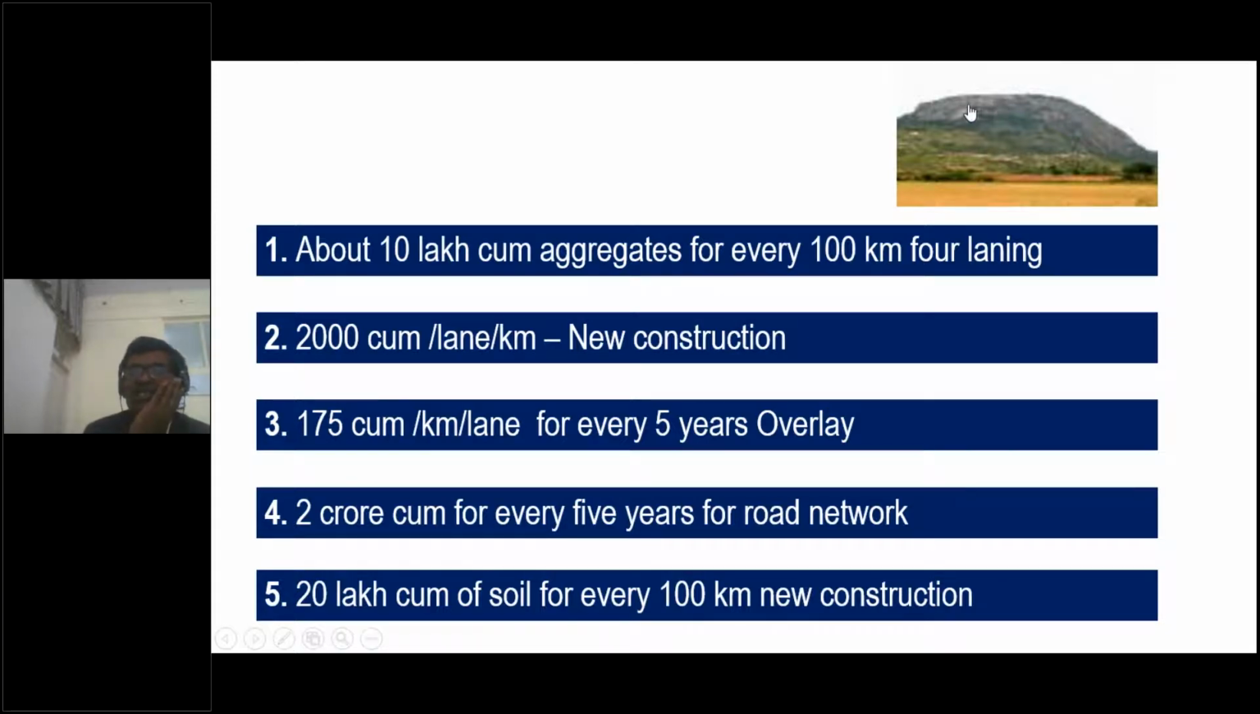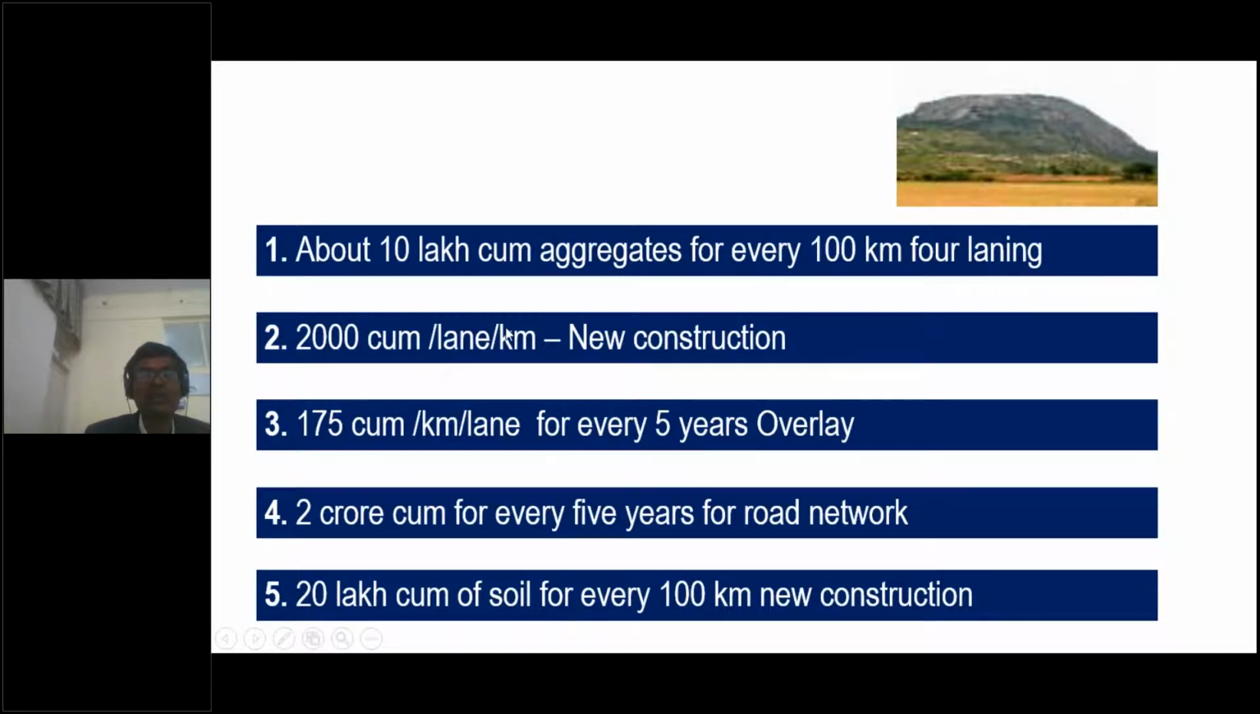And you know that we have 60 lakh kilometers of road network, the second highest in the world. And you may also know, so far we have covered only about 50%, and 50% is yet to be rehabilitated. We should bring it to a good road condition, right? And what is the quantum of material we are using in road construction? About 10 lakh cubic meters for every 100 kilometers of 4-laning.